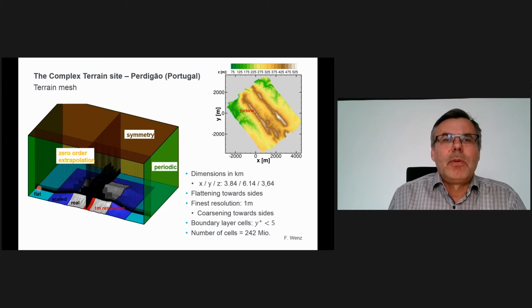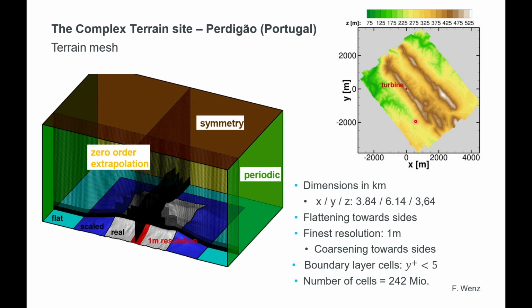We did this example for the well-known Perdigão site, which shows these characteristic two ridges here. There is one real E82 turbine on the first ridge, and on that position we also put our virtual I82 in the computational domain. You can see the CFD domain, the FLOWer domain here, in this case a quite big domain, with dimensions in the order of 4 by 6 by 4 kilometers.